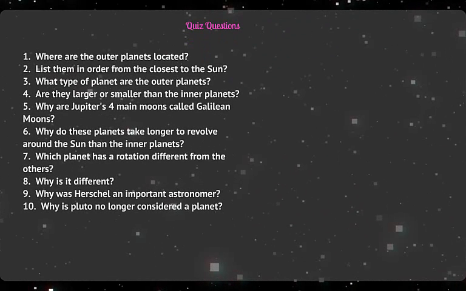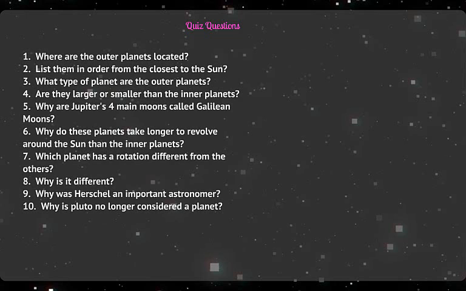So here are those quiz questions. Where are the outer planets located? List them in order from the closest to the sun. What type of planet are the outer planets? Are they larger or smaller than the inner planets? Why are Jupiter's 4 main moons called Galilean moons? Why do these planets take longer to revolve around the sun than the inner planets?